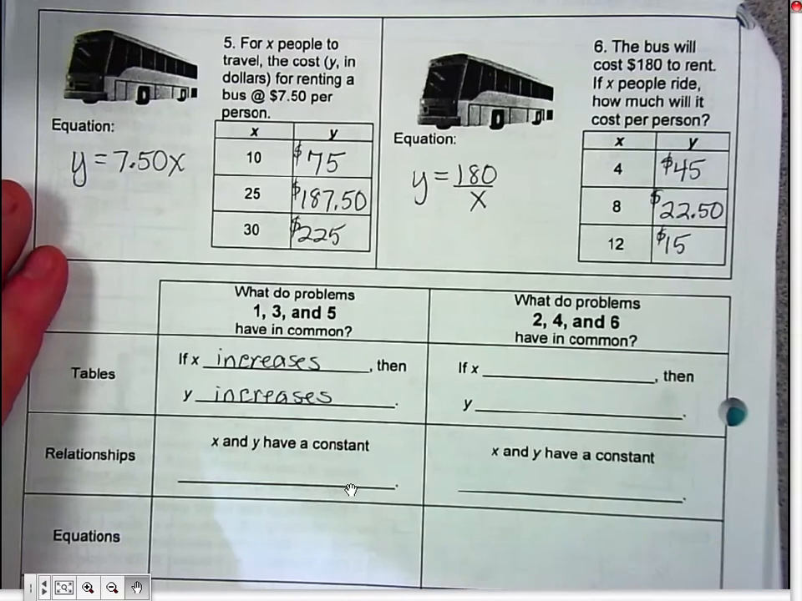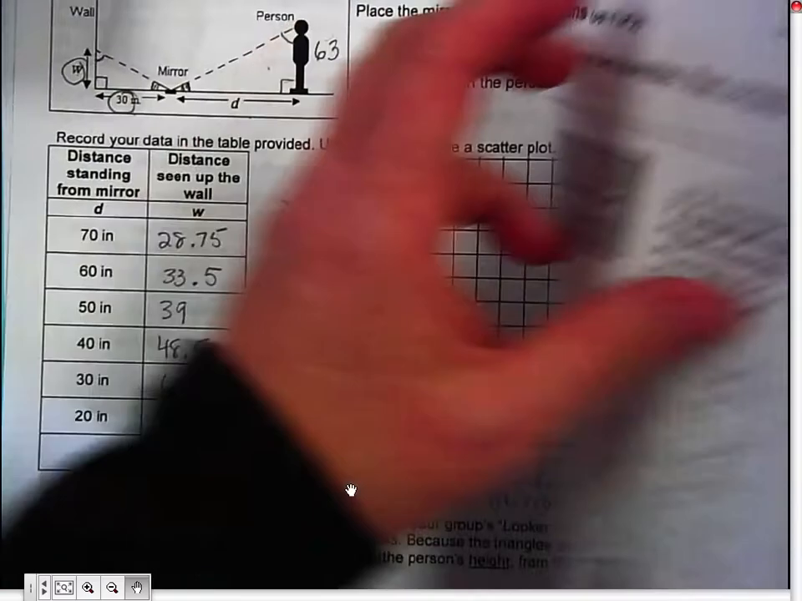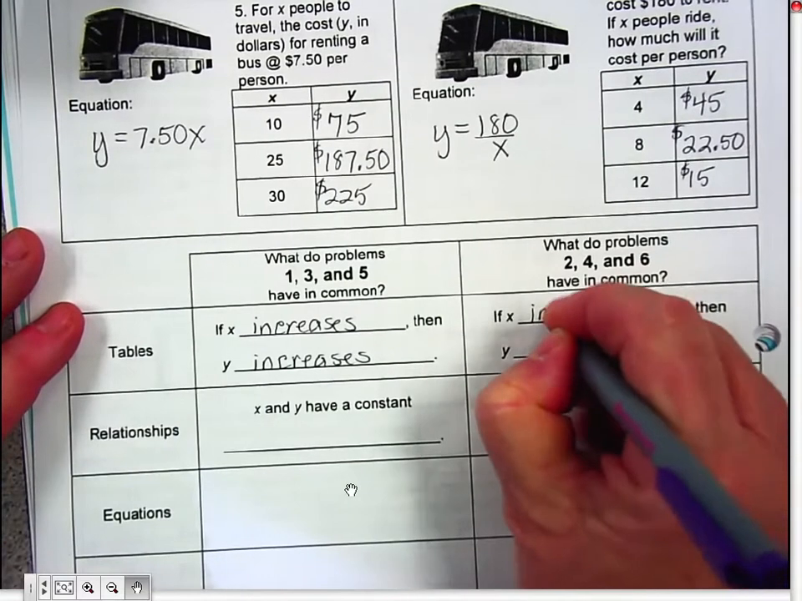Then on the even problems, 2, 4, and 6, what is X doing? Increasing, but what is Y doing now? It starts out here 45, 22.5, 15, and it decreases on these two, 15, 7.5, 90, 45, 30. So in this one, if X increases, Y decreases.